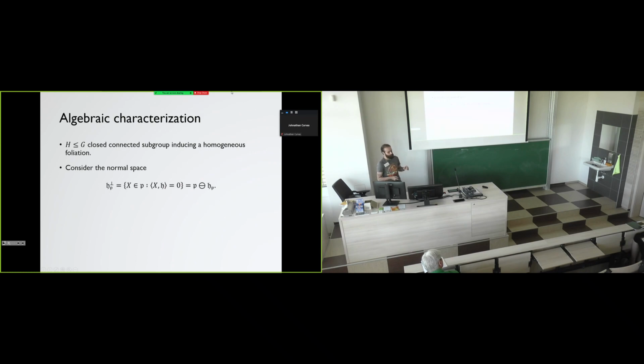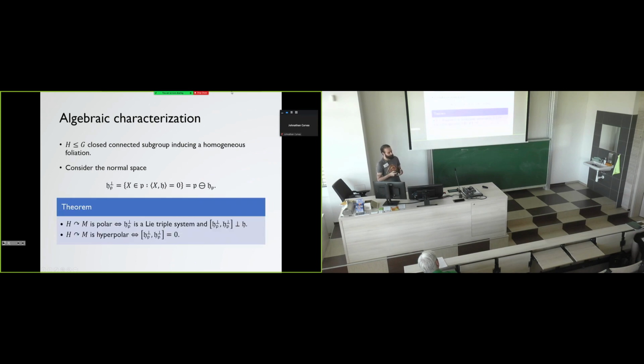So we can consider this normal space, h_p perp, which is the orthogonal complement. This ⊥ here denotes orthogonal complement. So we take the orthogonal complement of the projection of h in p inside of the tangent space p. If you think about it for a bit, this is the same as taking the orbit of H through the origin o, and this space is going to be the normal space to the corresponding orbit at o. Since we're working with foliations, this is precisely the only possible candidate for a section of our action.